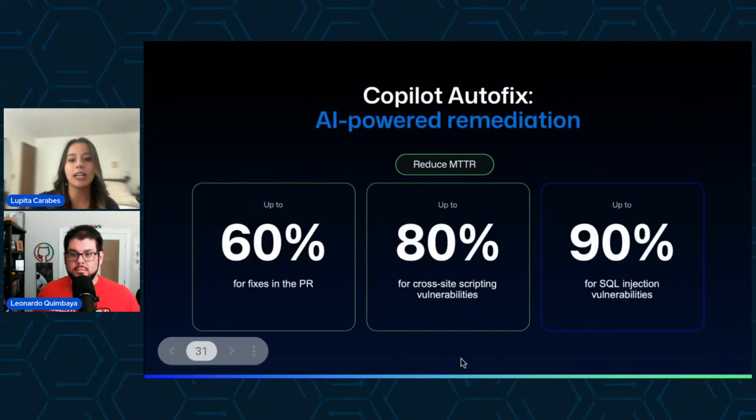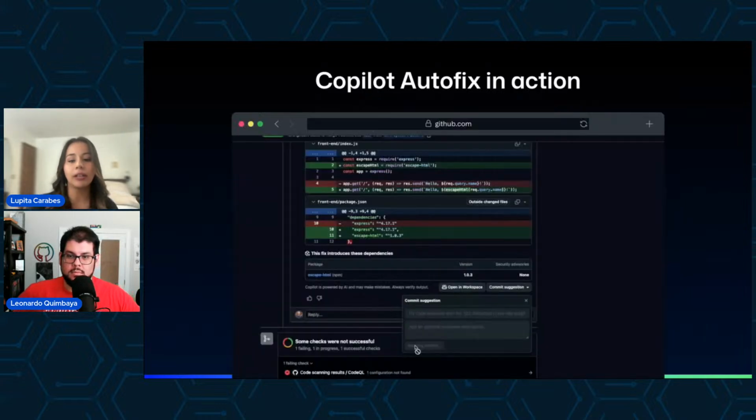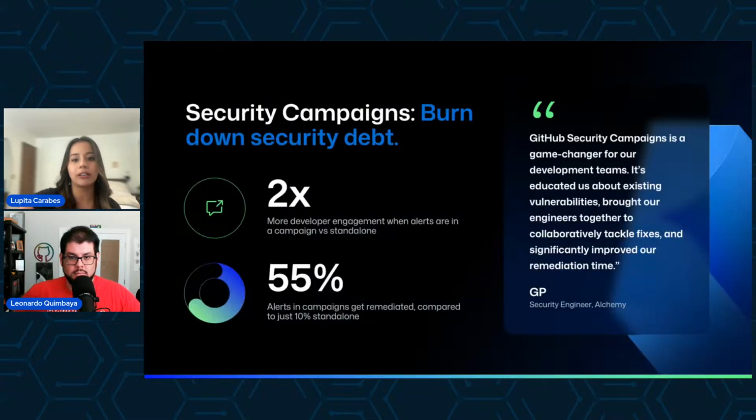And we have some data here that shows the types of vulnerabilities we're helping with. For cross-site scripting, we're seeing up to 80% reduction in MTTR, I'm sorry, median time to remediation, and up to 90% for SQL injection vulnerabilities. So that is pretty awesome. Here is a snapshot of it. We'll hand it over to Leo to showcase what that looks like.